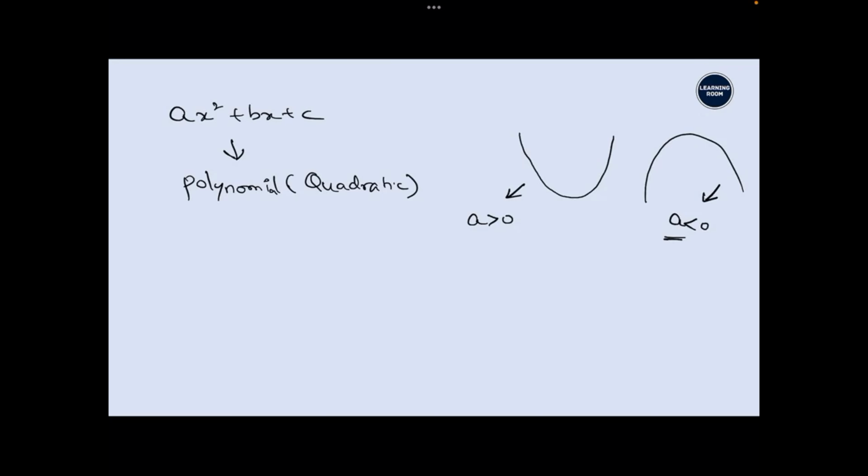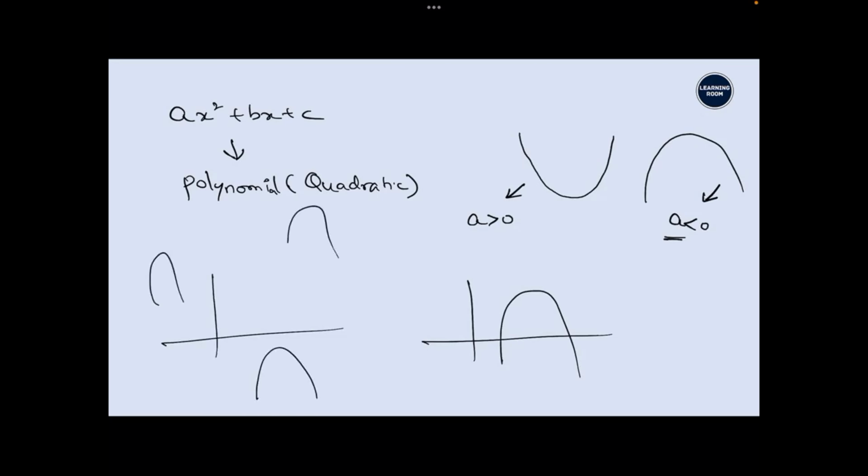It can be anywhere. If it is like this, the parabola can be like this. It can be like this. It can be like this. It can be like this. It can be anywhere. As long as the curvature is like this, it's a downward parabola, irrespective of where it is.